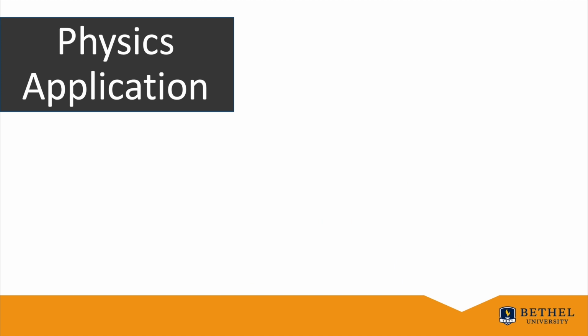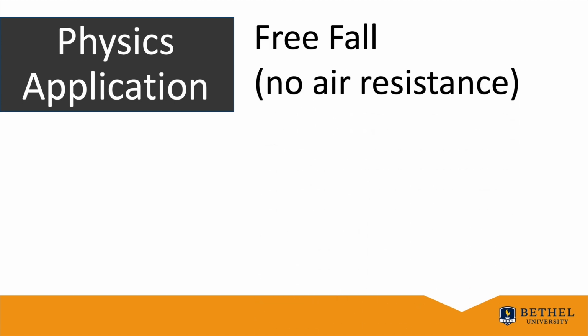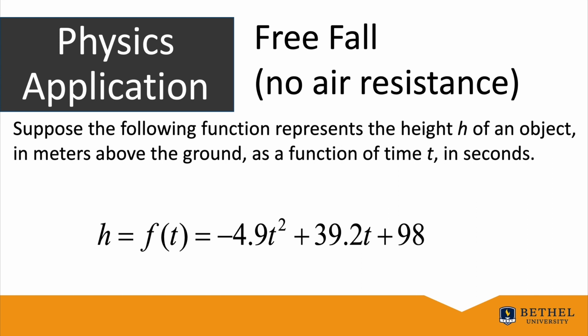Let's end lesson 1.3 of Calculus 1 with an application of quadratic functions to physics. The application is to free fall under the influence of gravity with no air resistance. We're going to assume that this quadratic function h equals f of t equals negative 4.9 times t squared plus 39.2 times t plus 98 represents the height h of an object in meters above the ground as a function of time t in seconds.